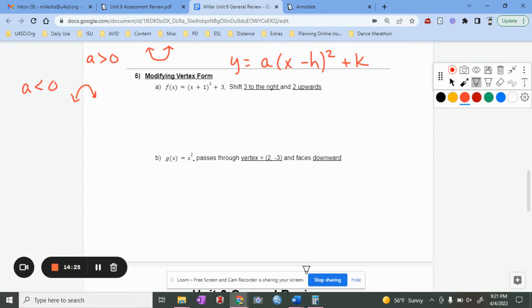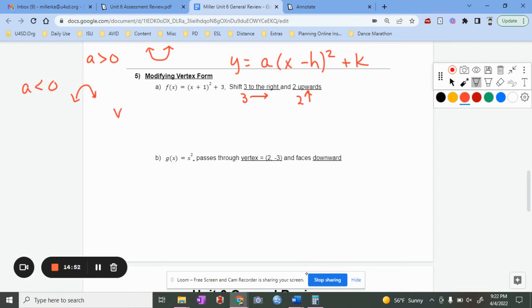So if I want to take this equation and shift it 3 units to the right, that means my h value is going to go to the right 3 spots, and my k value 2 units up. So k is going to go up 2. How does that shift here?